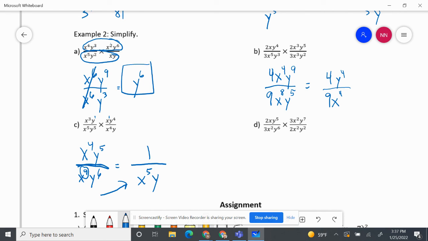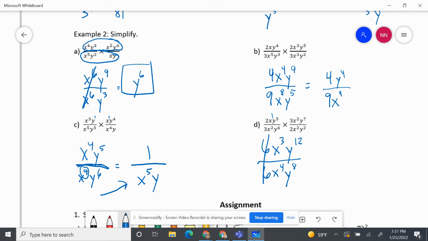For our last one, 2 times 3 gives us 6. x squared times x to the third, we add our exponents. 5 plus 7 is 12. 3 times 2 is 6. We add the x's, x to the fourth. We add the y's, that would be y to the eighth.